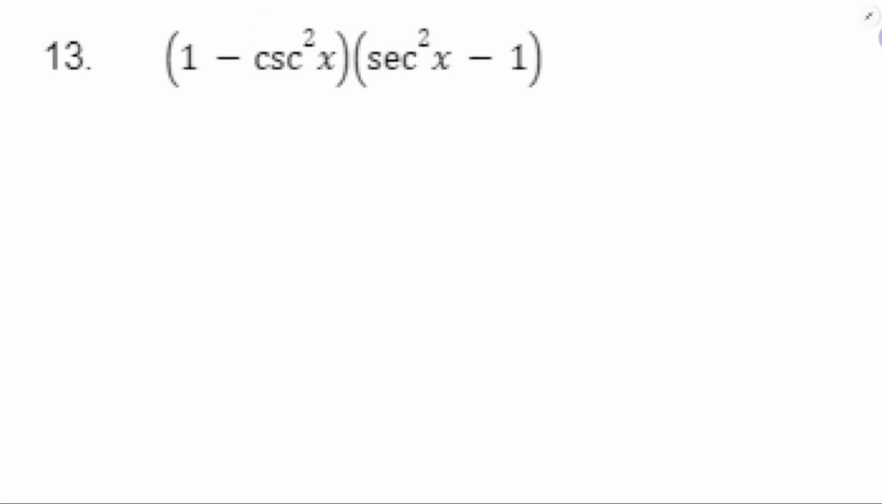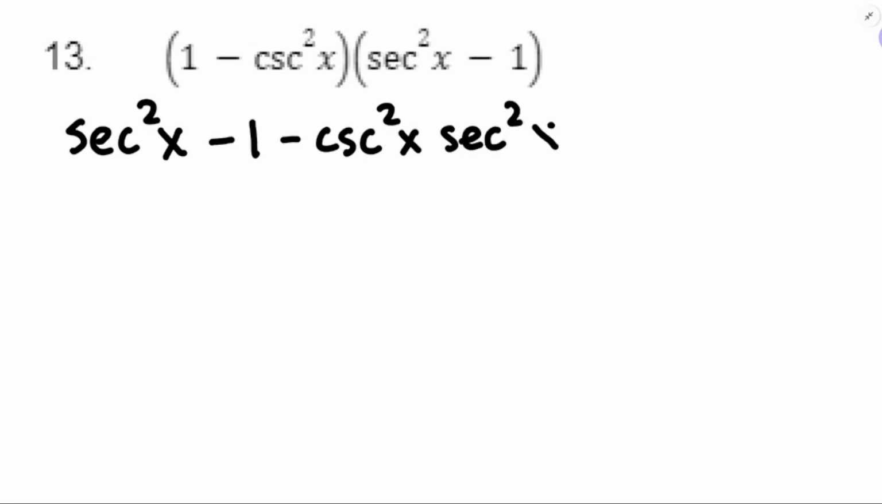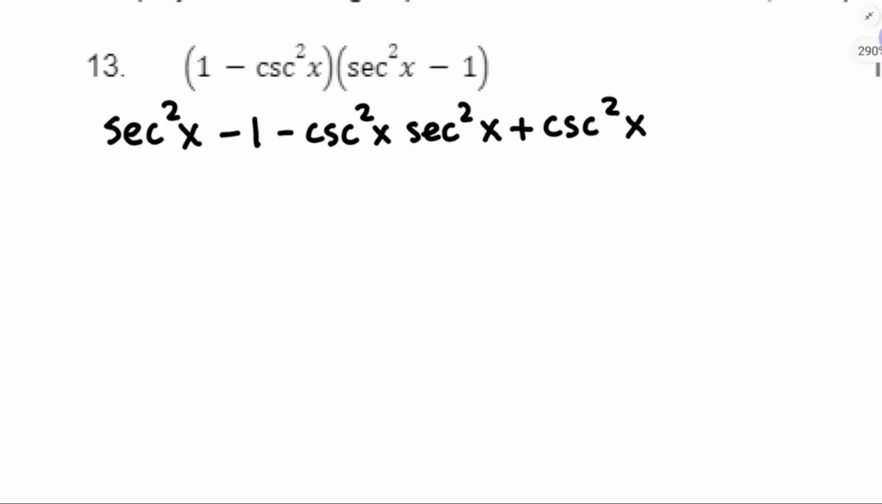So 1 times secant squared x. Okay. On the outside 2, that's 1 times negative 1. The inside 2, that's negative cosecant squared x times secant squared x, and that's what we're going to have to work on later. And then the last 2 is positive cosecant squared x. Okay, and then I think maybe I'll start with this. I don't know what else to do.